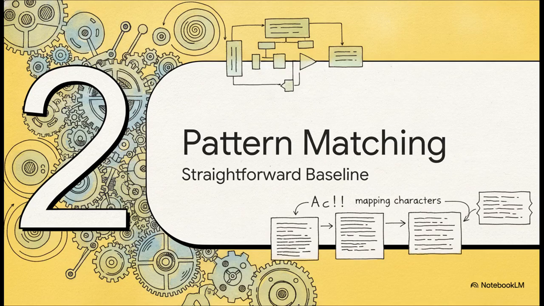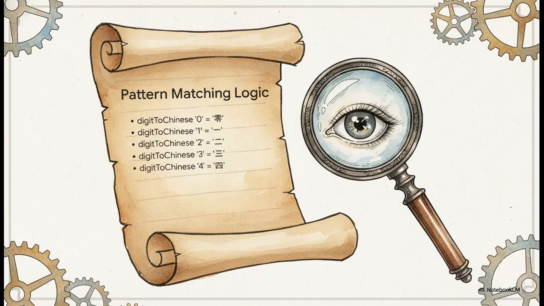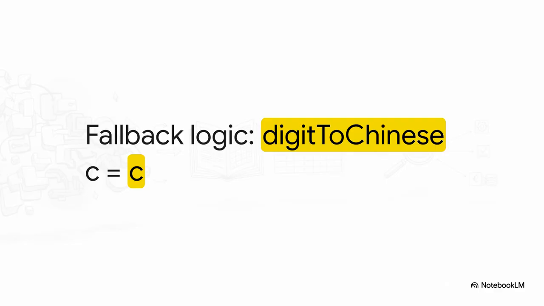Section 2. The pattern matching approach. The straightforward baseline. So let's start by looking at Ang's original approach. We have a vertical list of pattern matching in Haskell. We've got a function called digitToChinese mapped out individually, line by line. 0 equals the Chinese character for 0, 1 equals 1, and it just continues sequentially all the way down to 9 equals 9. And honestly, as Ang notes, this method is incredibly straightforward. It gets the job done, it's highly readable, and you literally do not have to guess what this code is doing. But what happens if the character passed in isn't actually a number?